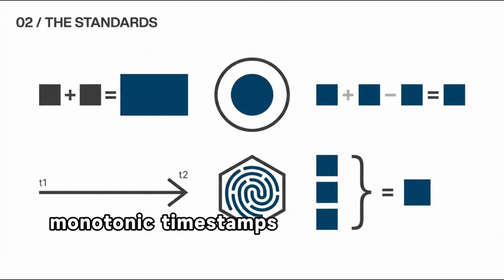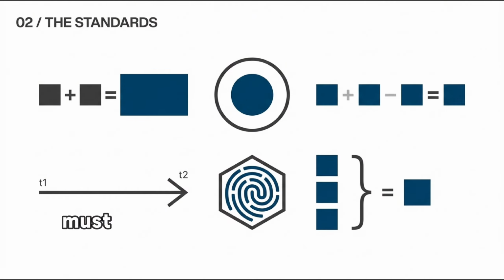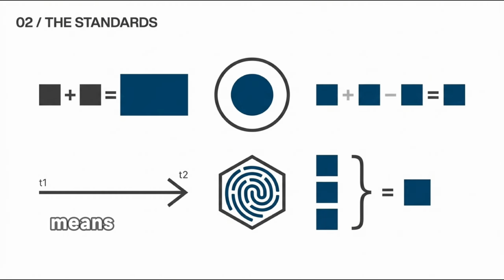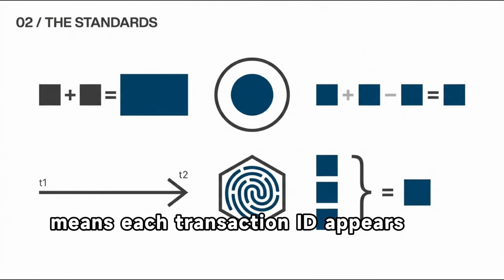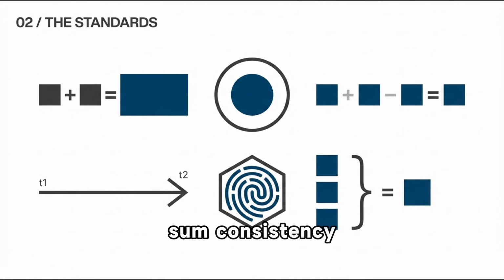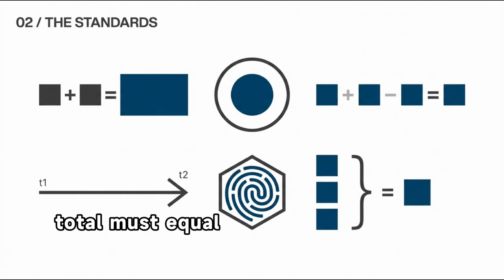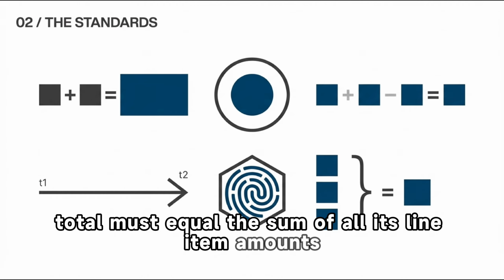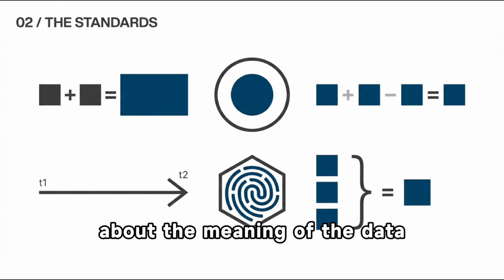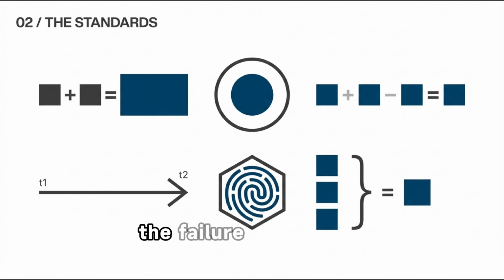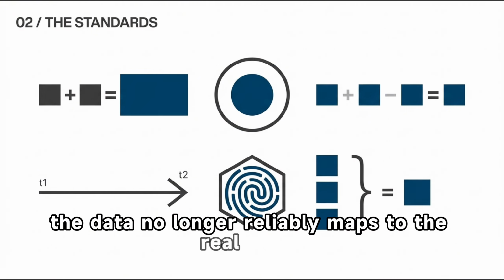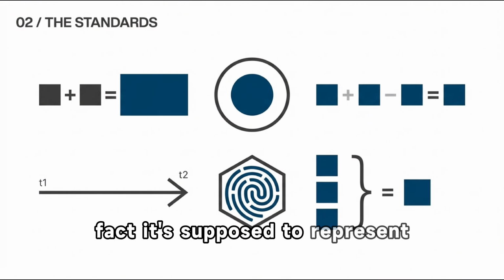Monotonic timestamps mean an event's creation time must always come before the time it was processed. Uniqueness means each transaction ID appears only once and is never reused. Sum consistency means the invoice total must equal the sum of all its line item amounts. Each of these expresses an expectation about the meaning of the data. When any of them fail, the failure is semantic. The data no longer reliably maps to the real-world fact it's supposed to represent.